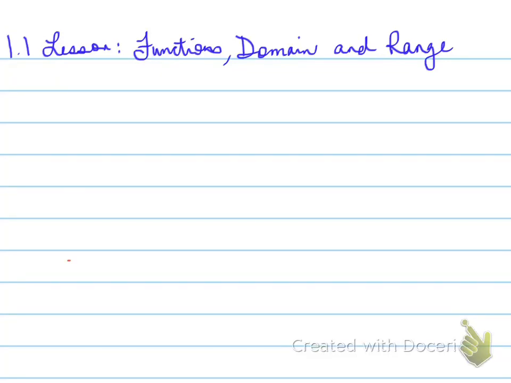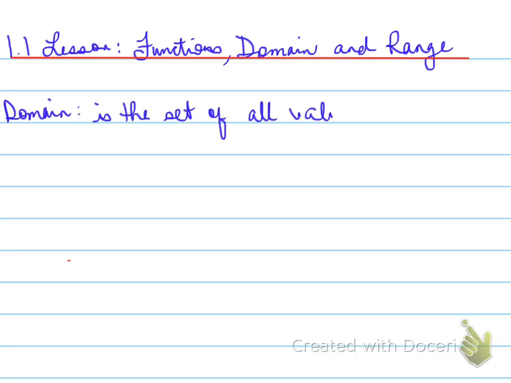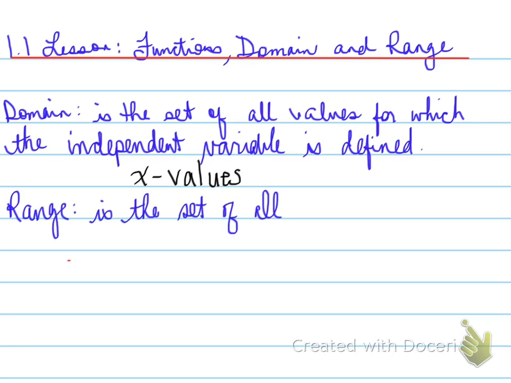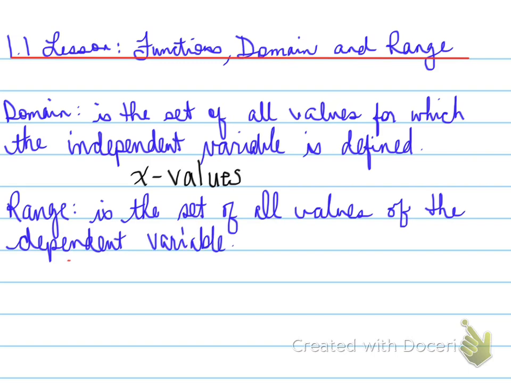1.1 Lesson: Functions, Domain, and Range. What's important here to note is that in functions, domain, and range, we have to know what the words mean. Domain represents the set of all values for which the independent variable is defined. That is, all the x values. Now, range is the set of all values of the dependent variable.